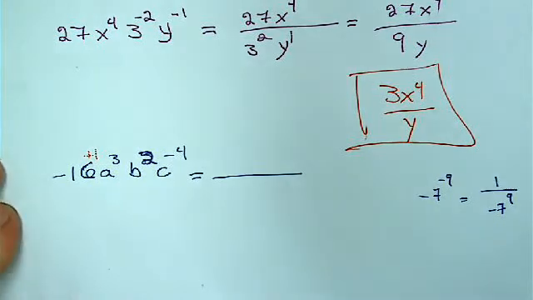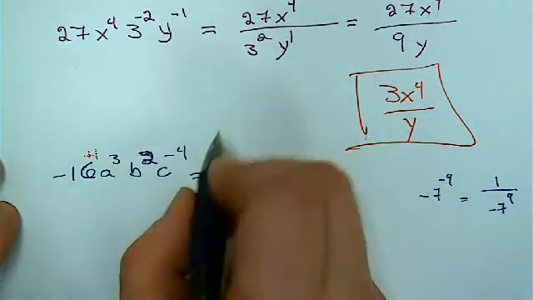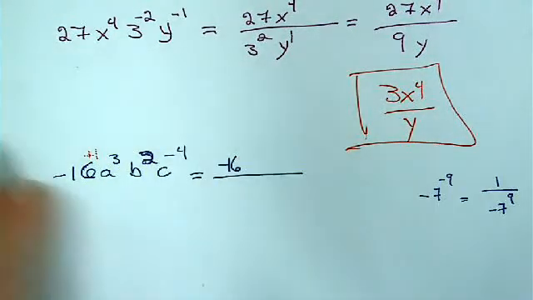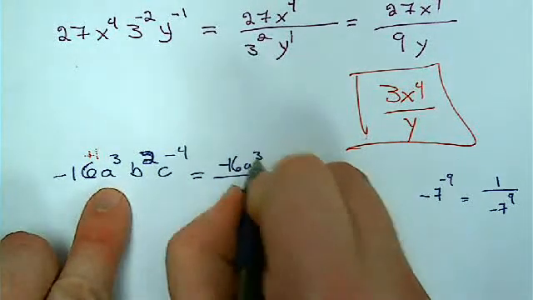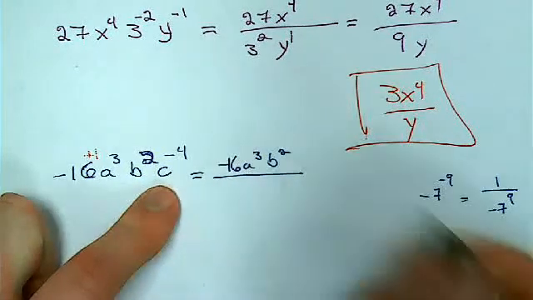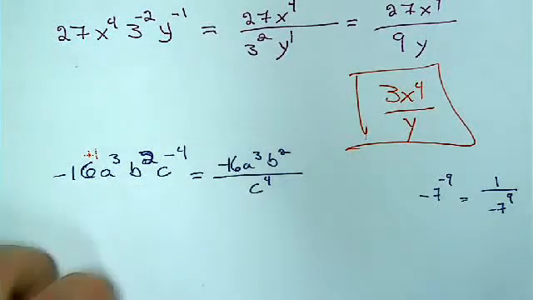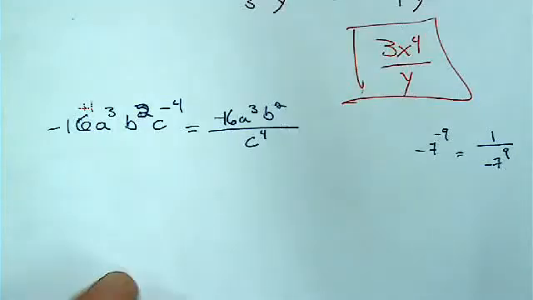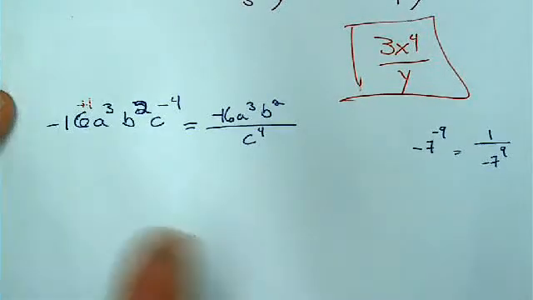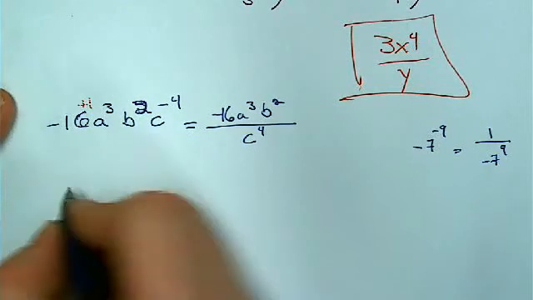So can you have 3 things on top? Yeah, you can have a ton on top. So I have a negative 16 on top, a to the third stays up, b squared stays up, and c to the negative fourth goes down. Well, let's knock out one more in this set. I already did one like that, but let's do it in this grouping, just to make it kind of interesting.